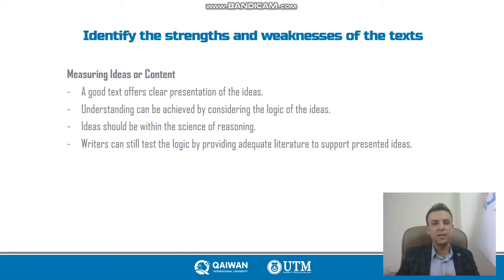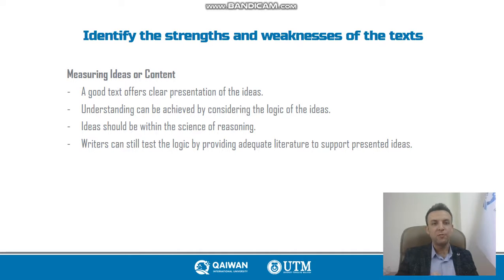The first, as I said, is the ideas or the content. We say a good text offers clear presentation of the ideas. The ideas must be clearly expressed. By clearly expressing them, it means the content might be suitable for the audience so the audience can understand. And then the organization of even the sentences, which is the coherence, like the arrangement of your sentences, the arrangement of your paragraphs can add to the clarity of your writing.